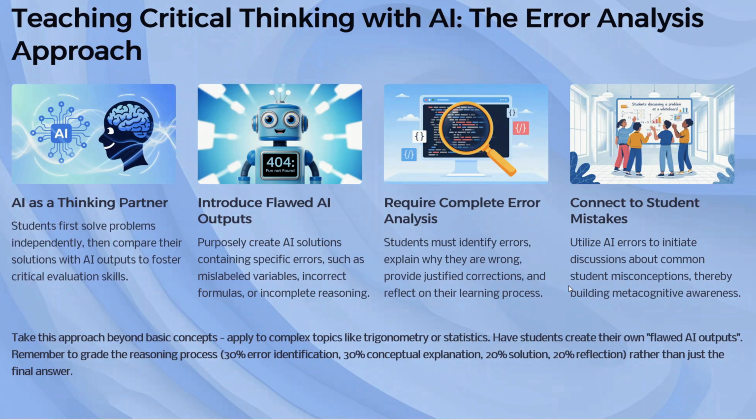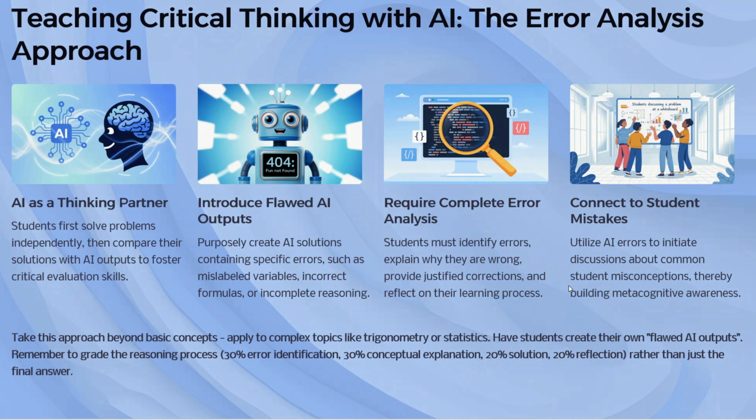Step two: give students flawed AI outputs on purpose. Use your teacher account to prompt AI to solve a problem incorrectly. You can do things like mislabel a variable, apply the wrong formula, skip a key step in reasoning, then present the AI solution and ask, what's wrong here? Why would a student believe this is correct? How would you fix it? This moves the student from passive consumer to critical evaluator.